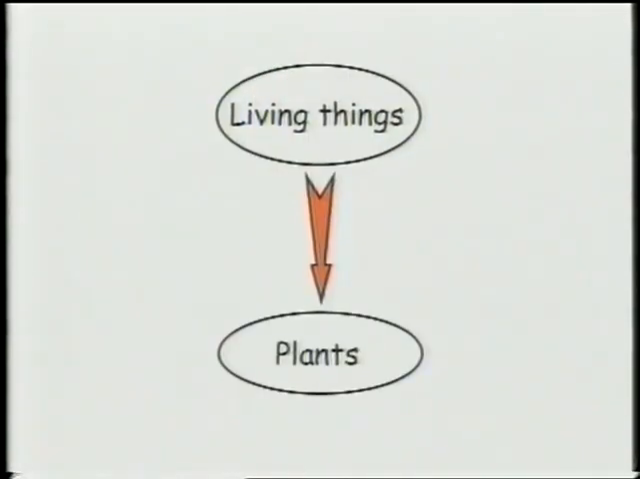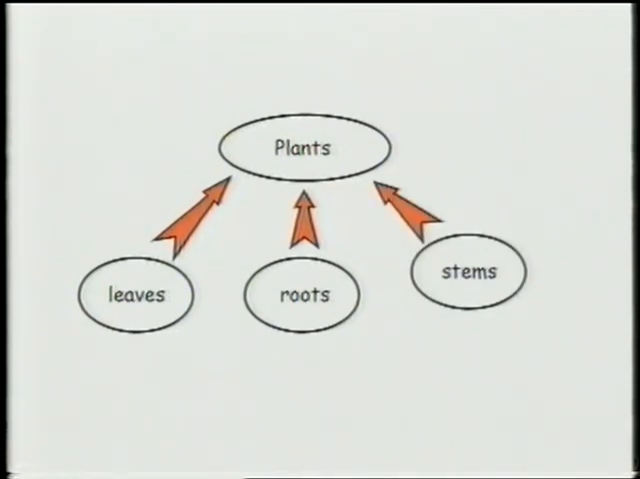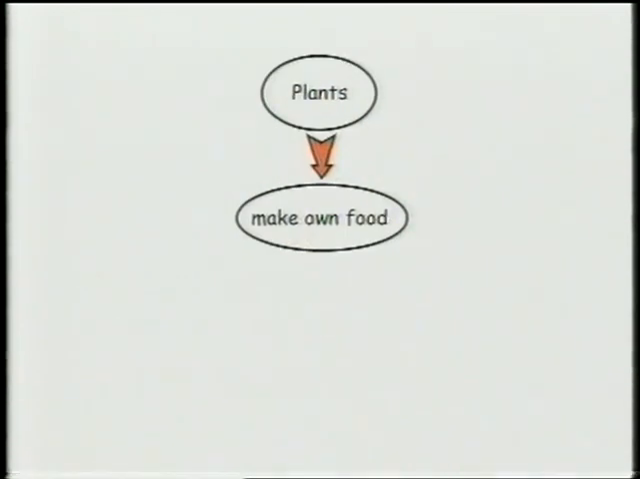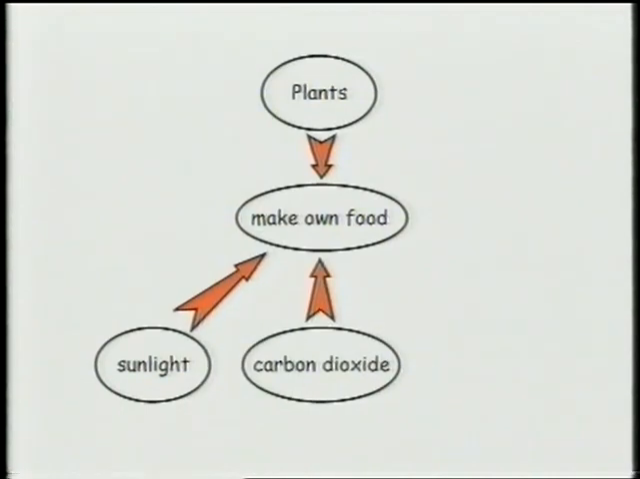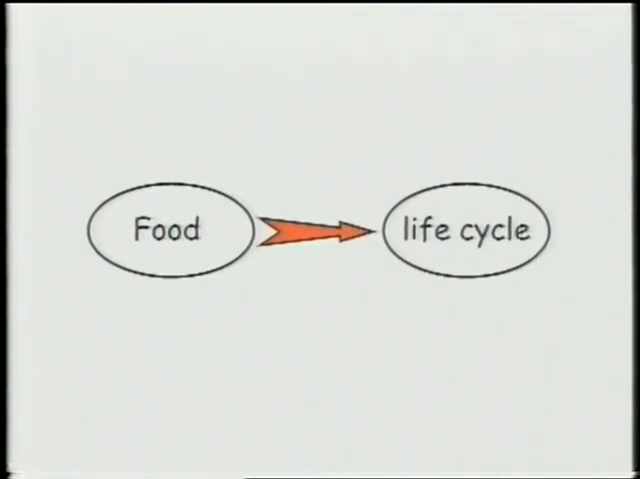So now it's time to check what keywords we've got to put in the memory bank. Living things include plants. Plants have different parts: leaves, roots, stems, and flowers. And you have to remember what they do. Plants make their own food, and to do so they need sunlight, carbon dioxide from the air, and water. Food is used for growth during the life cycle of the plant.